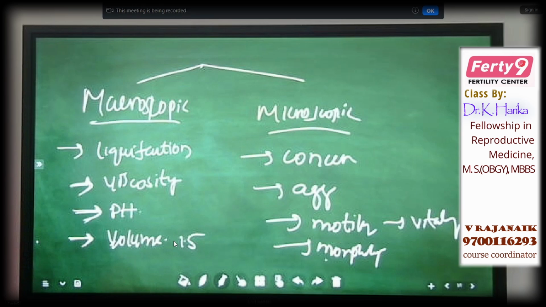Count may be abnormal, but volume will be normal, because spermatogenesis everything happens in the testis. Suppose there is any pathology in the testis, then sperm production will be reduced, but not the volume. If there is a problem both with the testis and with the seminal vesicles, ejaculatory ducts, everything, then both are compromised: sperm parameters will be less and volume will be less. And vice versa, you have to see.